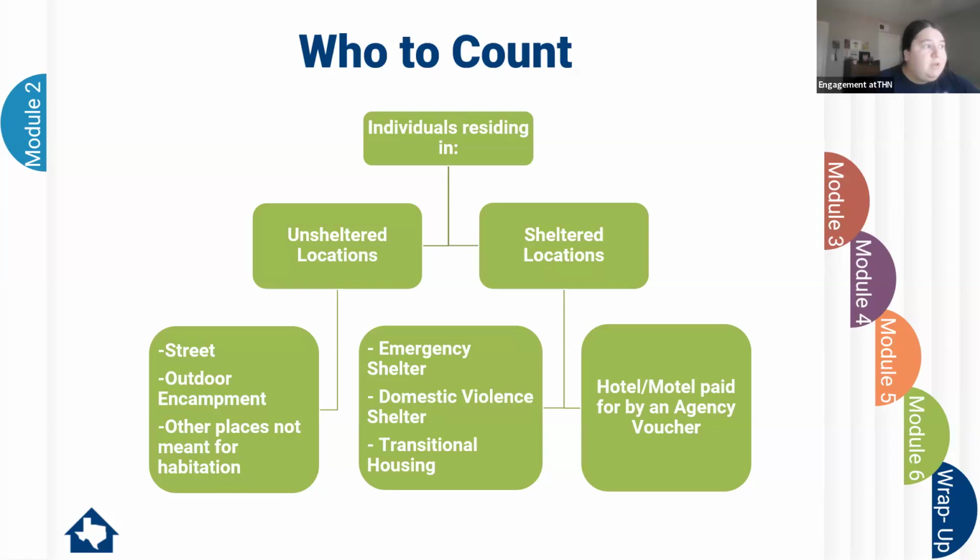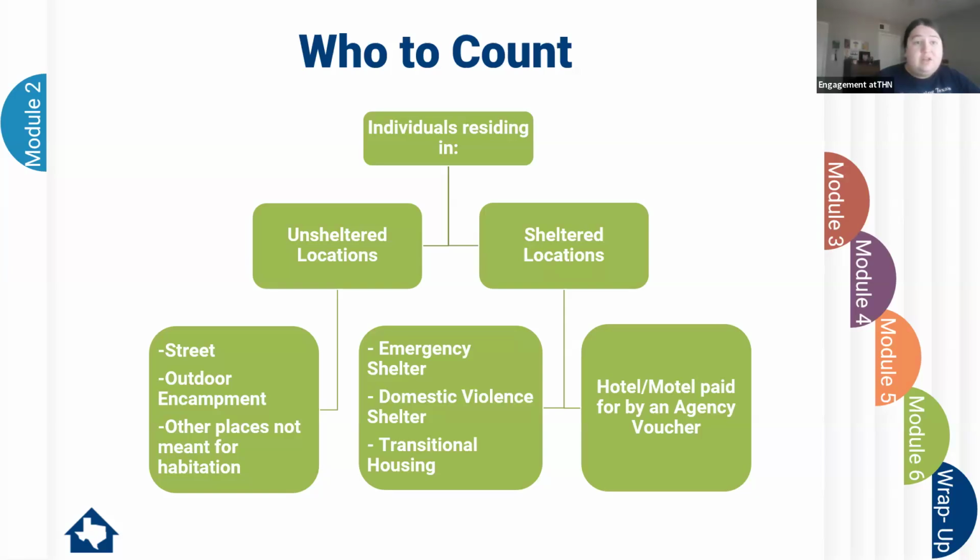So we're counting people in emergency shelters, domestic violence shelters, and transitional housing, as well as a hotel or motel paid for by an agency voucher. So these projects, the reason why we count them is because they are not necessarily permanent housing solutions. They're just meant to provide interim stability towards people that are currently experiencing homelessness.